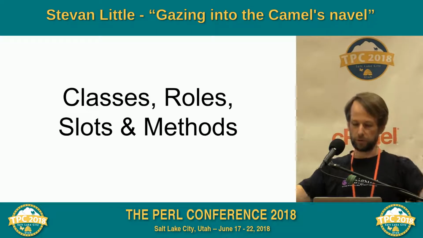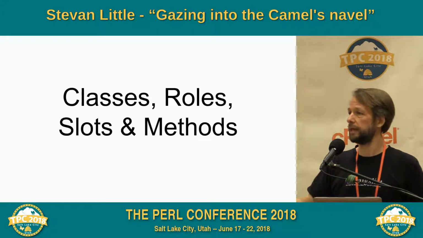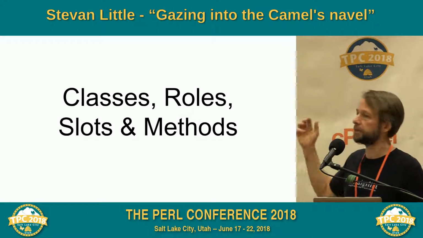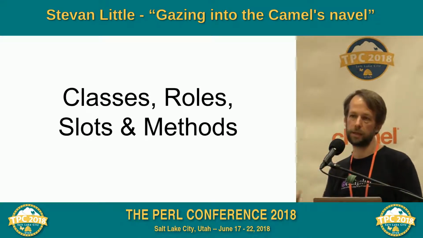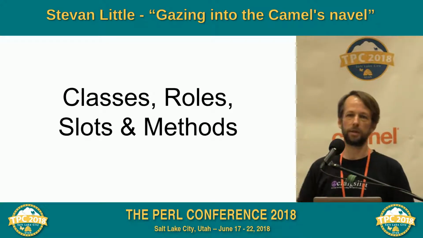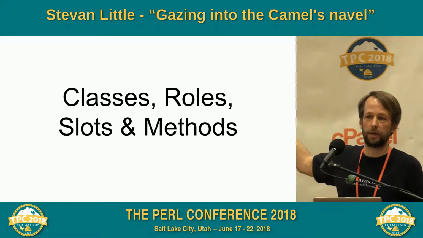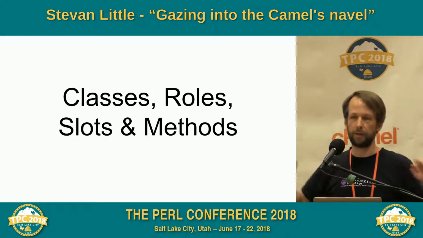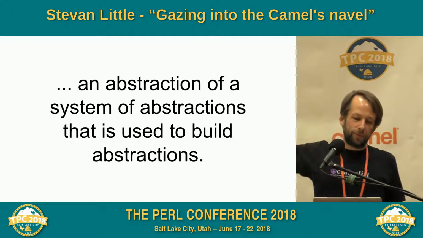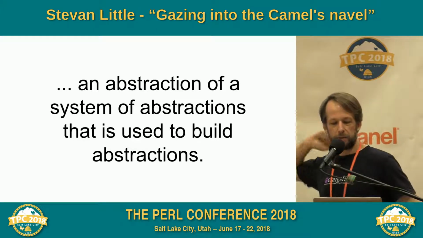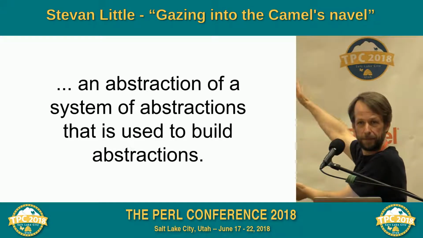A MOP, as most of you already know, is an API for classes, roles, slots, and methods. These are just the names that I've chosen here. In Moose, we call slots attributes, but attributes is a name already taken in Perl, so I decided to call them slots, because fields and members are also already taken. It actually fits, since the meta-object protocol in Common Lisp calls them slots as well. So yay, I'm following Lisp. I like to call a MOP an abstraction of a system of abstractions that is used to build abstractions. This is how I explain it to people when I just want them to go away.